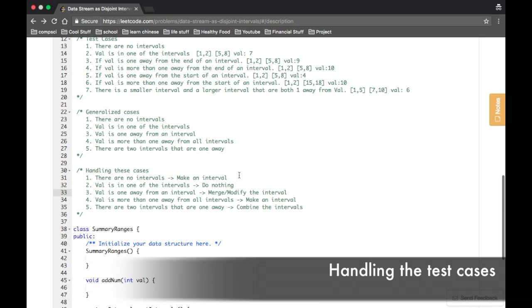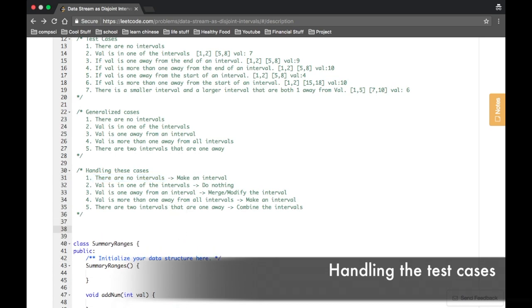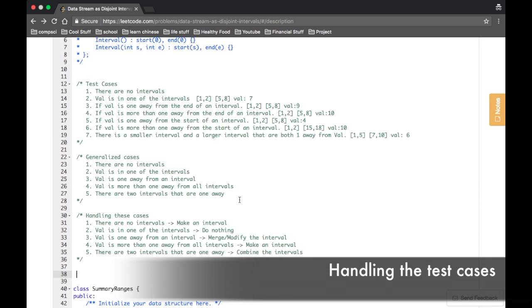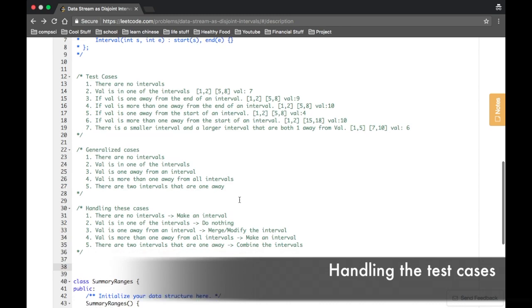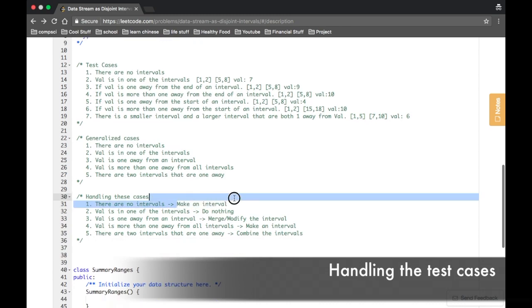And looking at this, when val is more than 1 away from all intervals, you can sort of combine that with there are no intervals, right? So that's an optimization we can make later on. And yeah, once you think of those cases, then you can start to formulate what you want your algorithm to look like, and your idea of the algorithm sort of starts to take shape.